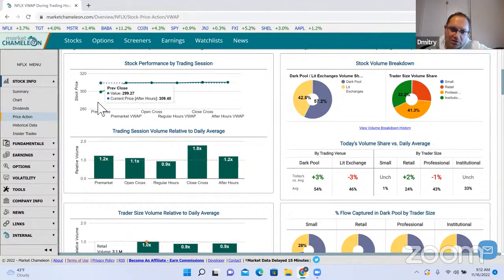And what we know is that the price was up in the morning from the previous day. The previous day's close was $299, and the pre-market VWAP was 309. You could see it's $10 higher. So now we have the volume and the price action to compare.